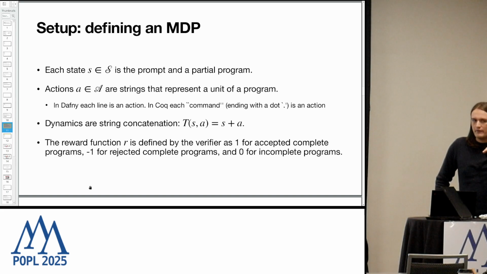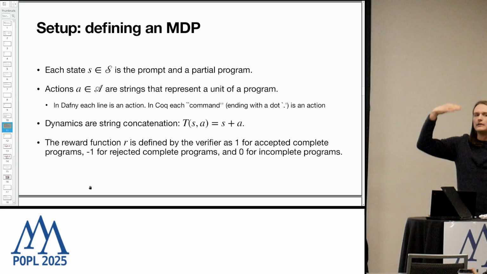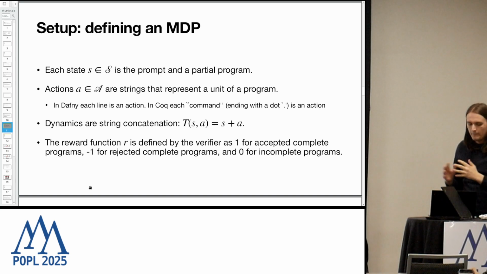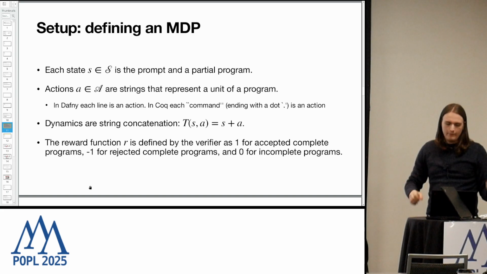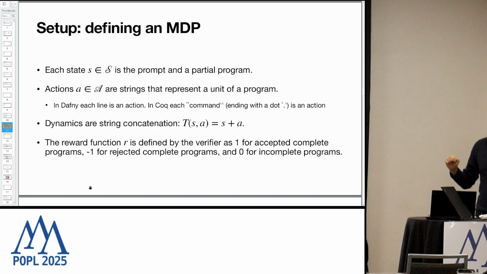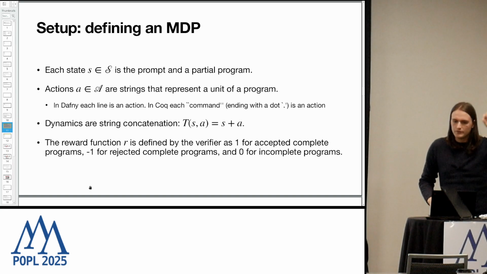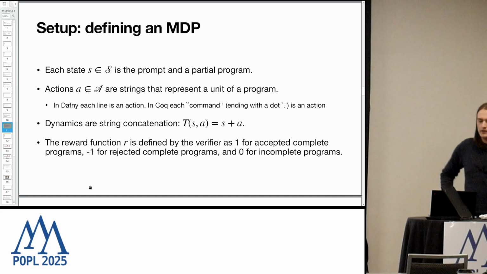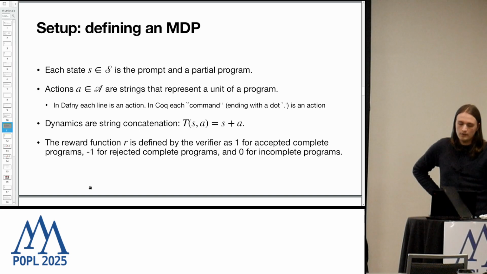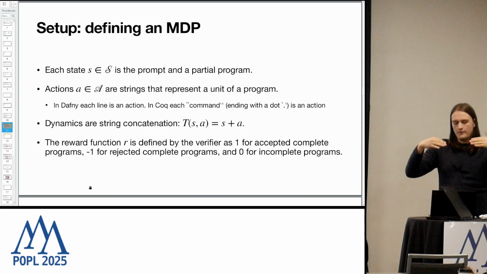If it is, fine, we keep generating. If it isn't, then we have to backtrack a little bit. Okay, and we're formalizing this here by saying, hey, we have states, and the state is some kind of string, the prompt and a partial solution. Then we have actions, which are units of a program. That could be each line, if the line does something that's actually self-contained. Of course, if the line is just part of a function, that would be the whole function. In Coq, it would most likely be a command ending with a dot. And then through our dynamics, we concatenate these.